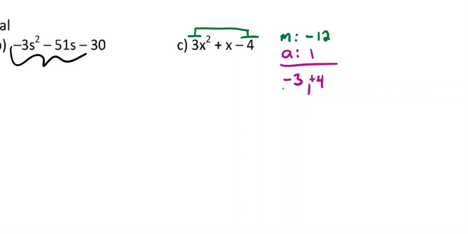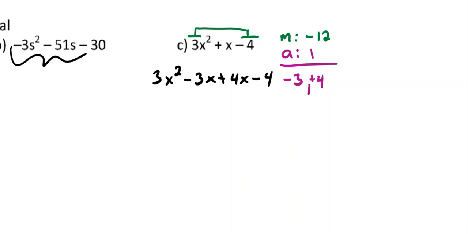So now these numbers go in for my middle term here, right? That's what makes up that x. So let's rewrite this. This will be 3x squared. And then instead of an x, we're going to write negative 3x plus 4x minus 4.